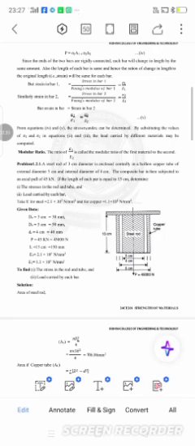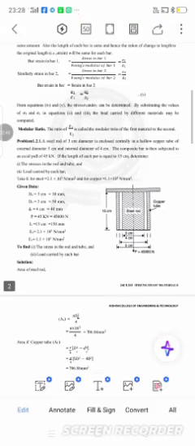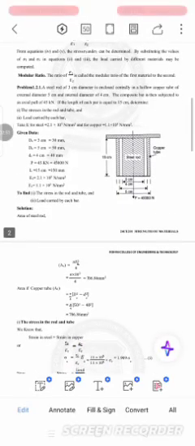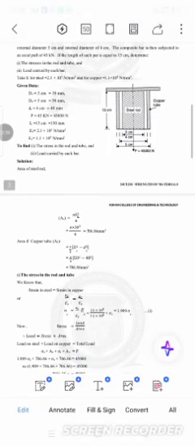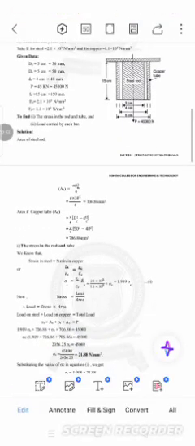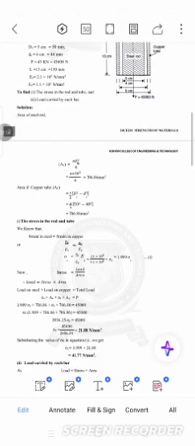Take the Young's modulus of steel as 2.1 into 10 power 5 Newton per mm square. For copper, E is 1.1 into 10 power 5 Newton per millimeter square. First, write the data given and convert all the units into Newton and millimeter. First, we have to find out the stress developed in the steel. Strain in steel is equal to strain in copper. You can use the stress and Young's modulus equation to find out the stress.